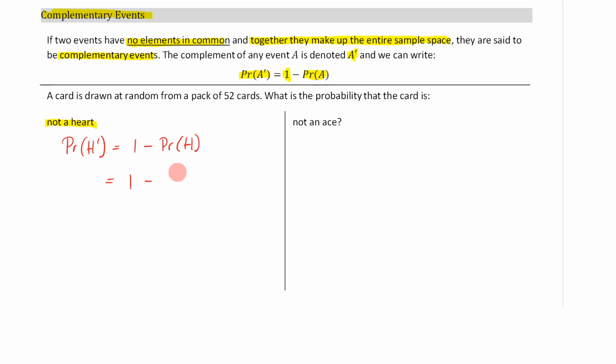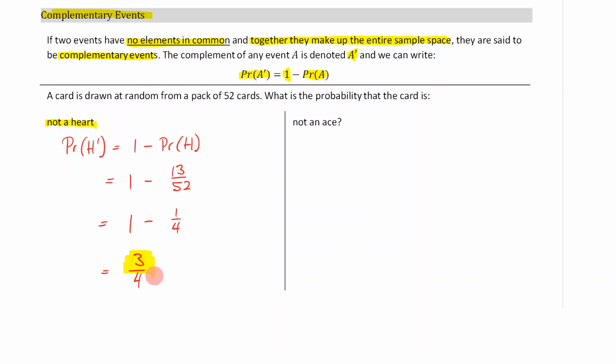Now the probability of getting a heart is 13 on 52. And we know that because there are 4 suits and the heart is one of them, so there are 13 of them. So 13 cards with a heart on them. Now 13 divided by 52, or 13 over 52, is the same as 1 on 4. So that means the probability of not getting a heart is 3 on 4. And again, that makes sense because there are 4 suits and only one of those suits is a heart. So our answer there is 3 on 4. Let's give that a highlight.